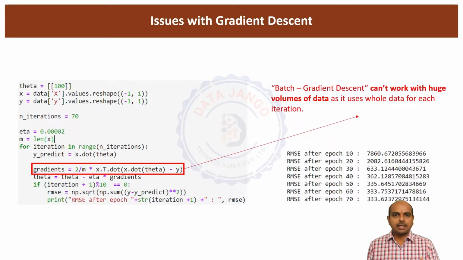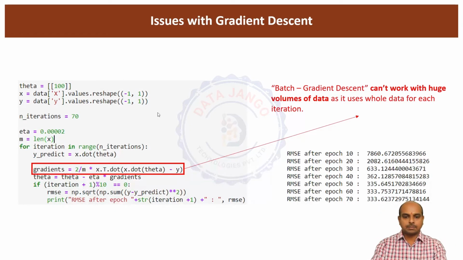We started learning gradient descent after looking at problems in the normal equation. The problems in the normal equation are two. One, it cannot handle a huge volume of data. The second, there is a dummy variable trap. Gradient descent definitely solved the dummy variable trap, but the huge volume of data issue is still there in gradient descent.